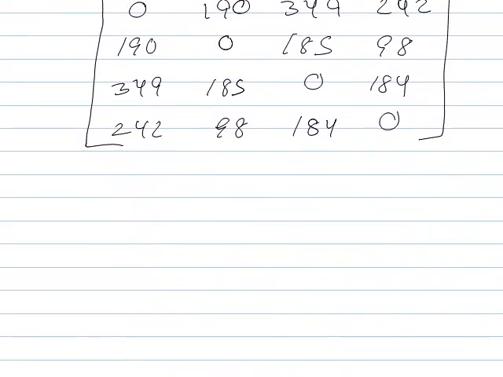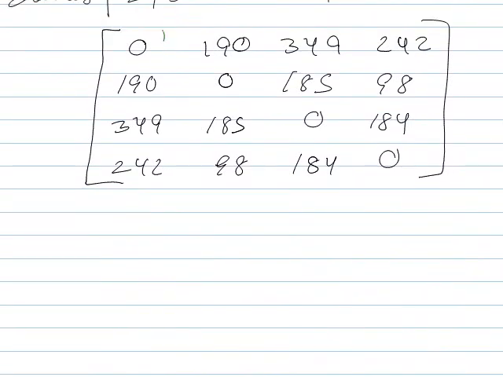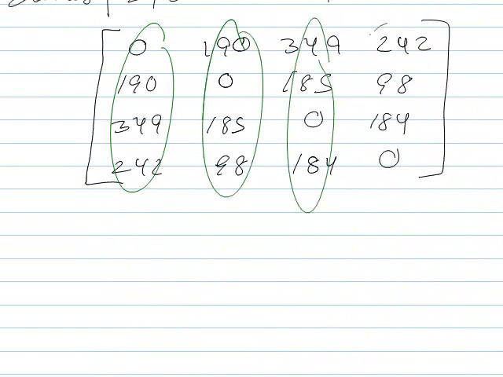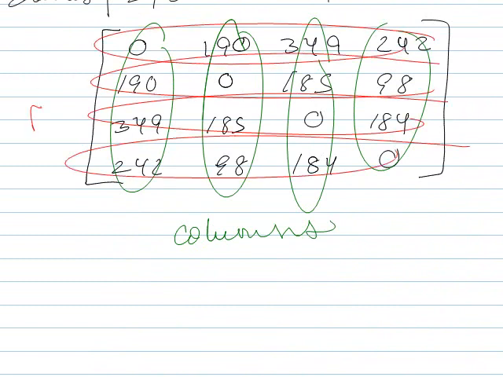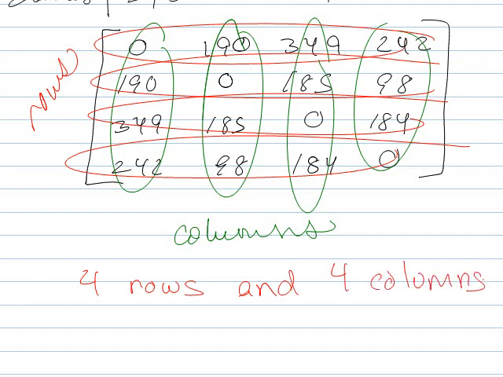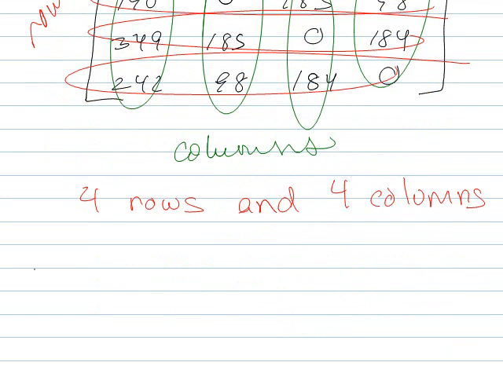So let's again look at what we have here. We've got columns. These are our columns. These are our rows. All right. So if we count, we have 4 rows and 4 columns.